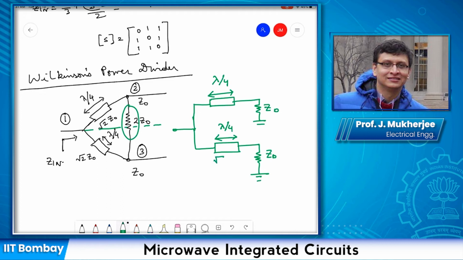So this is... okay. So the input impedance seen here is square root 2Z0 whole square upon Z0. So this is equal to 2 Z0, and that is the same value seen here. So the overall Zin seen here is half of this quantity. So Zin is equal to Z0.